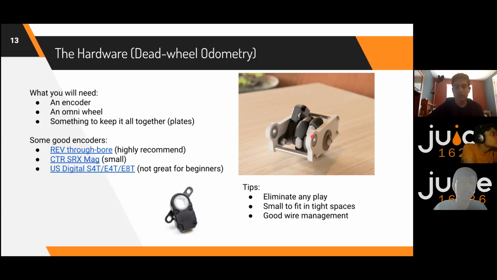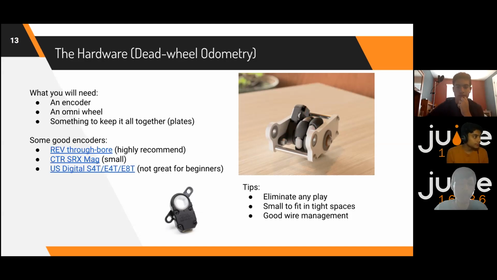Since we use this AndyMark 2-inch omni wheel, every rotation that the encoder picks up, we know that we have moved forward 2 inches. If you're looking to buy the materials necessary for this, we highly recommend using the REV Through Bore Encoder, which was released last year, and this worked really well for us. And the wiring to the REV Hub is really simple. It was just kind of plug and play.